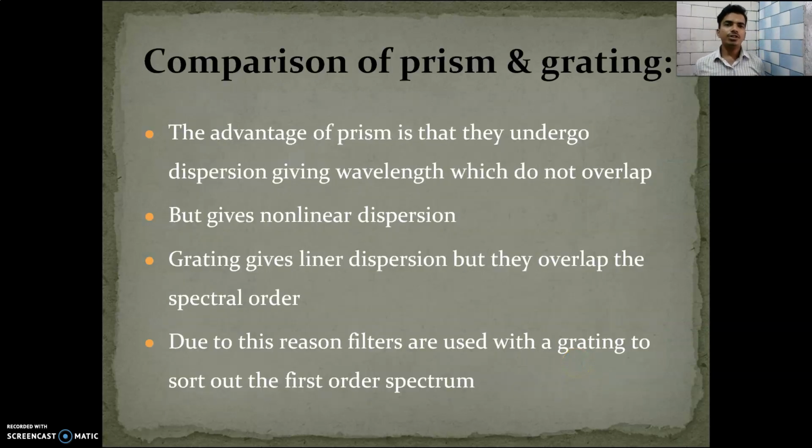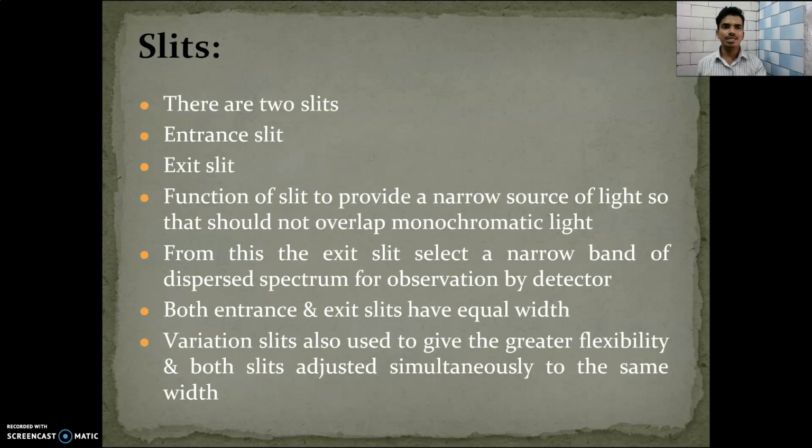So, comparison of the prism and grating. Which will be used? The advantage of the prism is that it undergoes dispersion, giving wavelengths which do not overlap, but it gives a non-linear dispersion, which is the disadvantage. The grating gives a linear dispersion, but the spectral orders overlap. So due to this reason, filters are used in combination with the grating to sort out the first order spectrum.